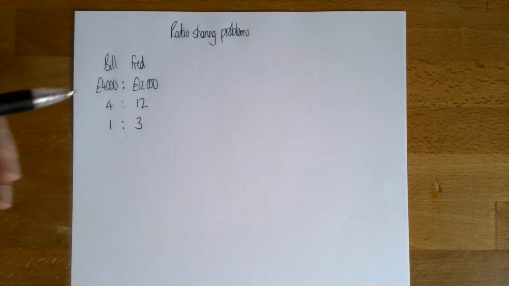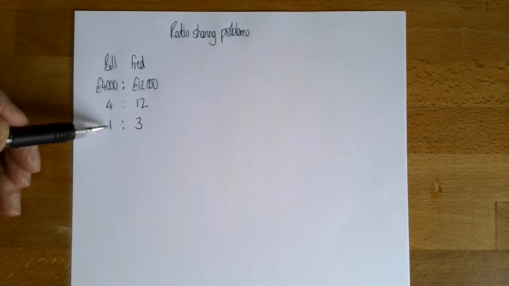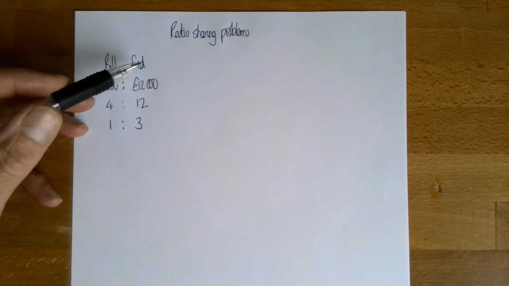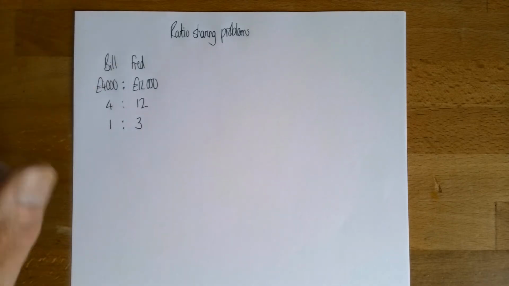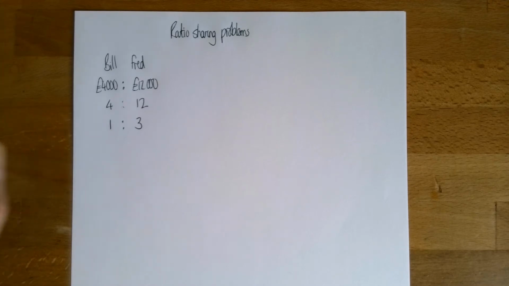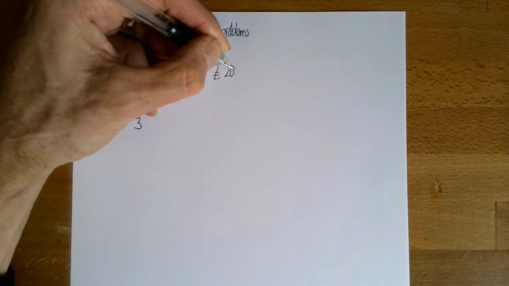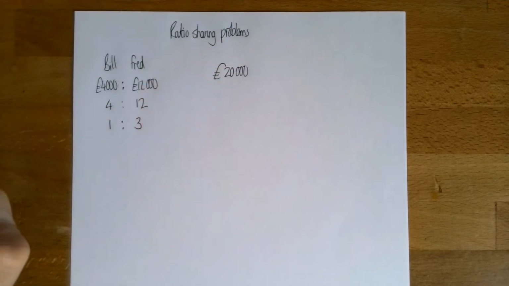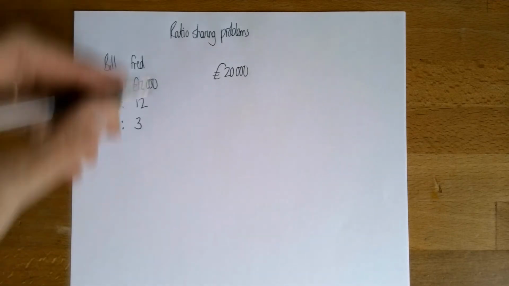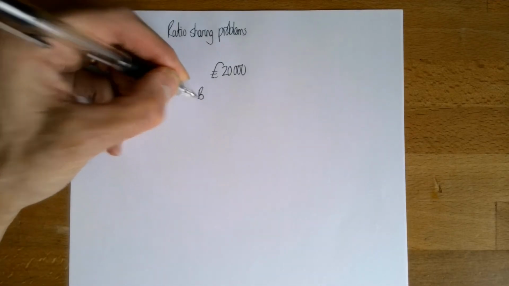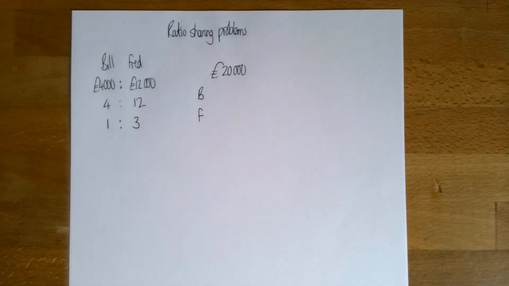So Bill and Fred invested money in this company in the ratio 1 to 3. The order is important. 1 is Bill's number, Fred has 3. Fred invested 3 times as much, so it's only fair that he gets 3 times as much. So at the end of the year, they have £20,000 of profit to share, let's say. So the company's done really well. They've made £20,000 profit. They need to share it down. Now, there's a number of ways of doing this. I like to use a sort of bar model approach, but I know there's several other ways.